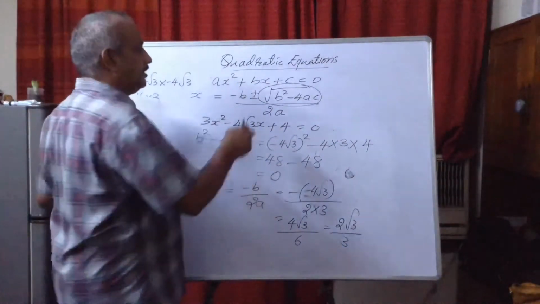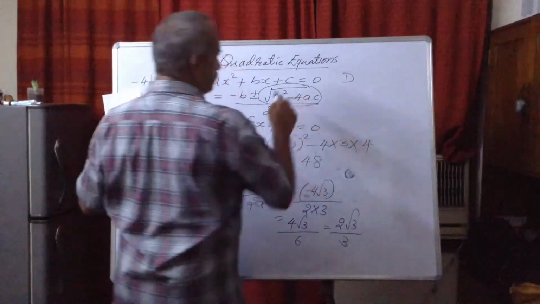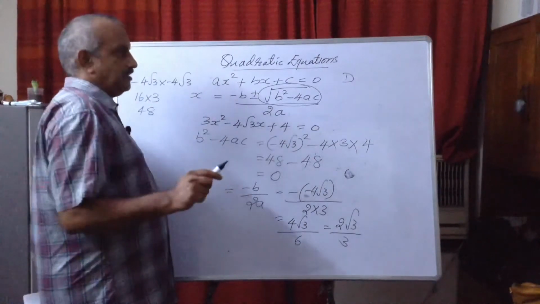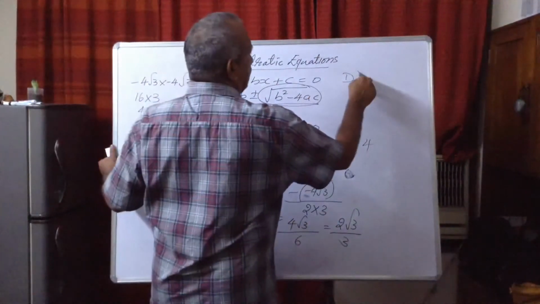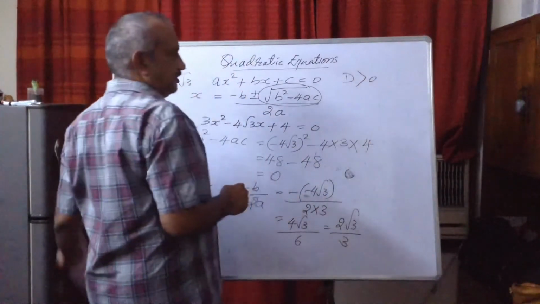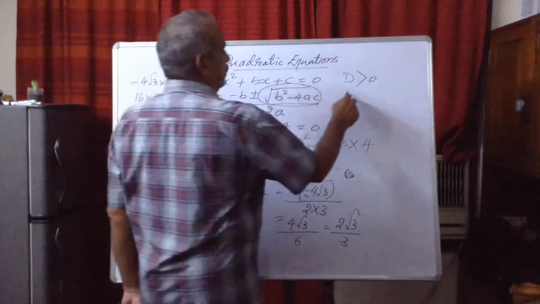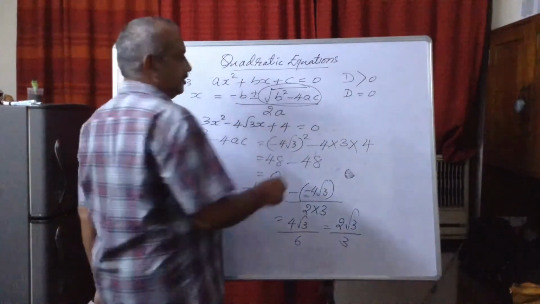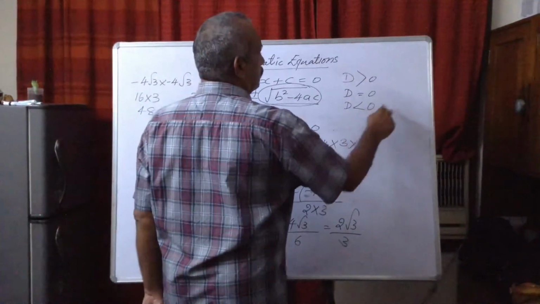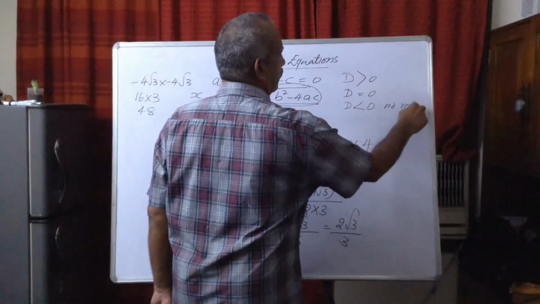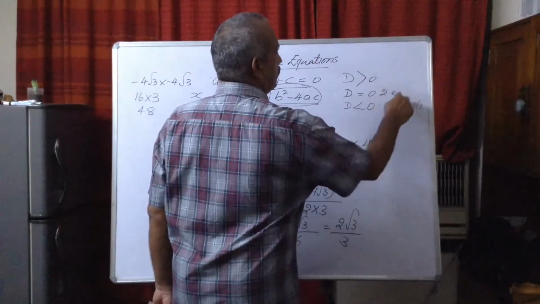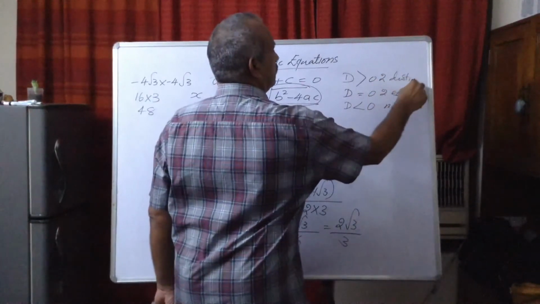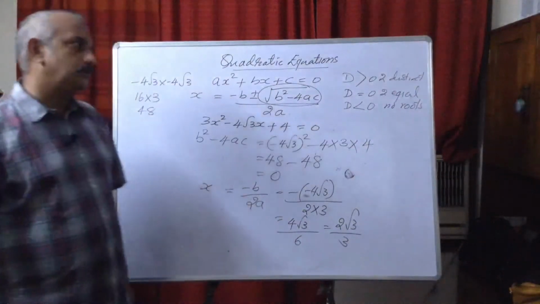So this is called the discriminant, b square minus 4ac, and it is represented by D. If D is greater than 0, then it has two distinct roots. If D is equal to 0, then it has two equal roots, and if D is less than 0, no roots. Two equal roots and two distinct roots, this we already discussed, that's why I am not going into detail.